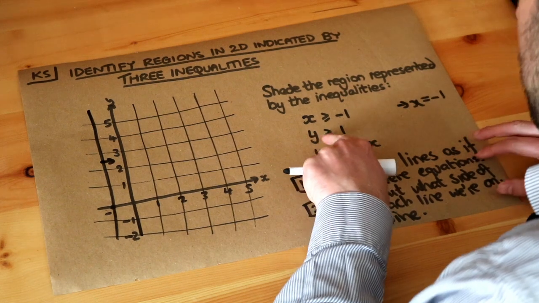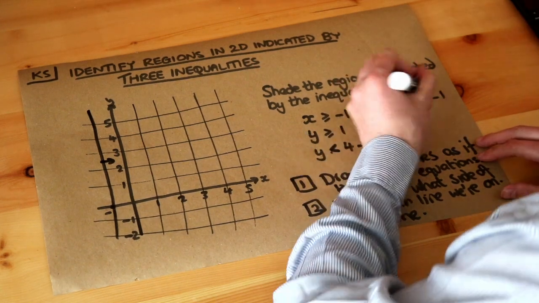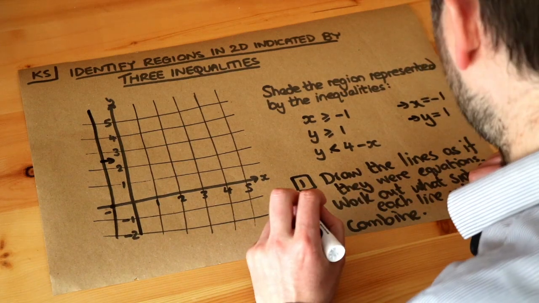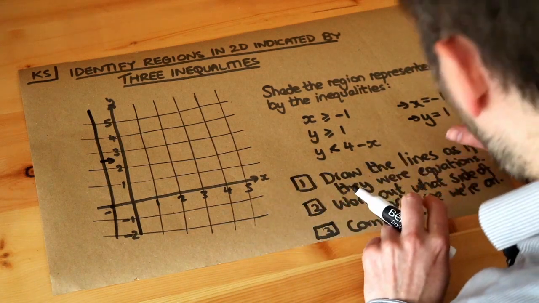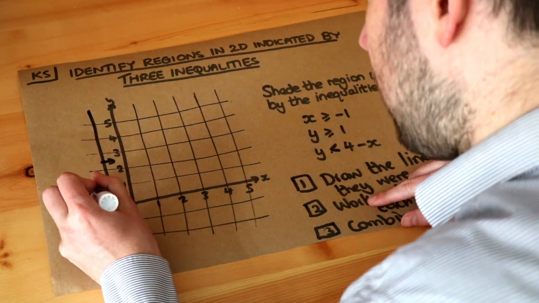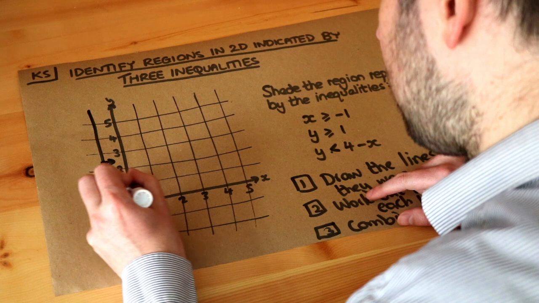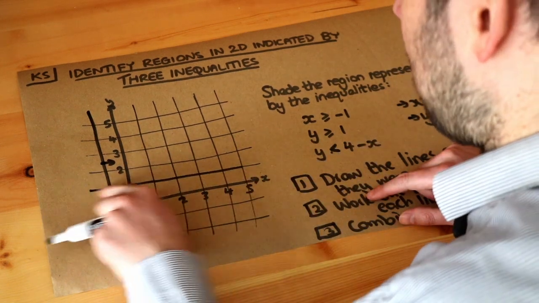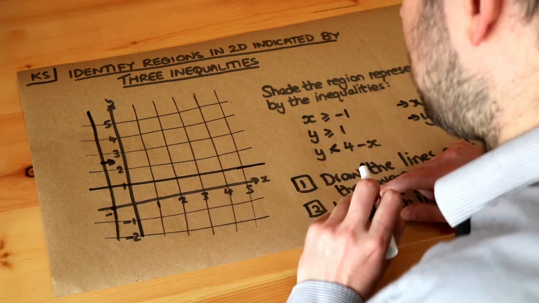Now what about the next one? We're going to imagine this as an equation, so sketch this as y equals 1. Now y equals 1 is going to be a horizontal line that cuts the y-axis at 1. So if it cuts the y-axis at 1, it's going to be a line like this. And again, because it's greater or equal to, it means we have a solid line, not a dotted line.